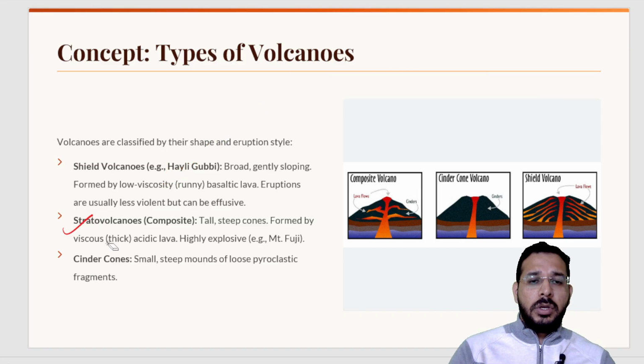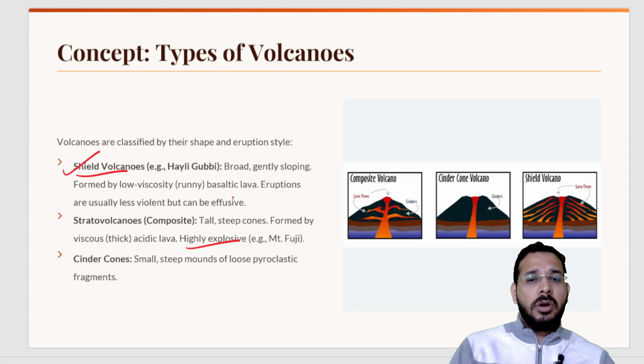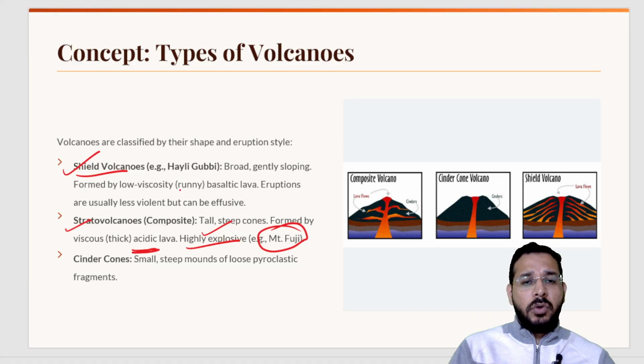So in case of stratovolcanoes, these are highly explosive. The shield volcanoes are not that much explosive. Only when there is some water going inside the vent, or there is solidification, or there is some obstruction inside the vent, then only there can be explosion in shield volcano. Otherwise they will not be explosive. Whereas stratovolcanoes are highly explosive and they are tall like Mount Fuji, and the lava is acidic. Whereas in the shield volcanoes, the lava is basic or basaltic.